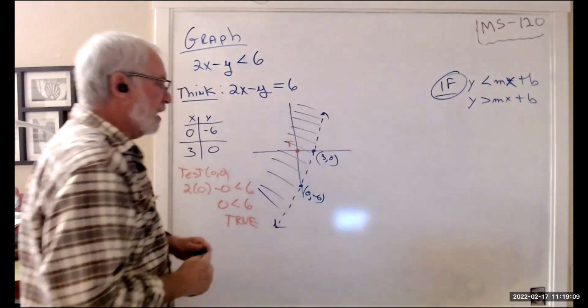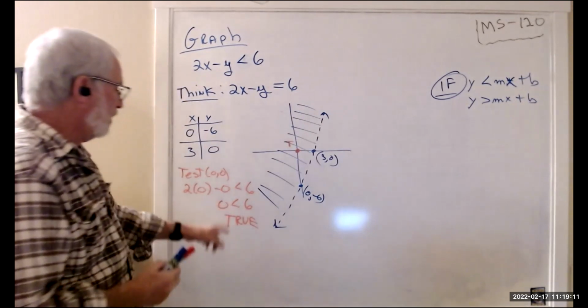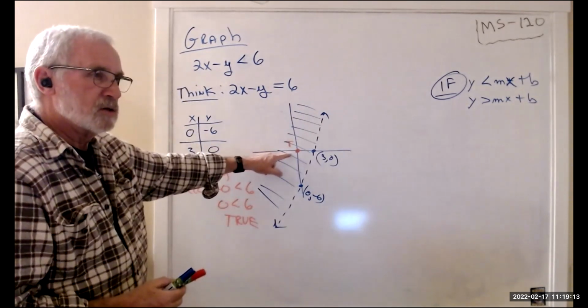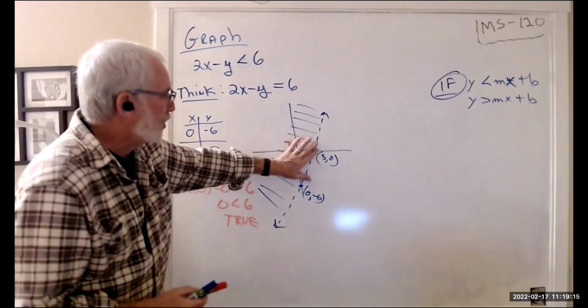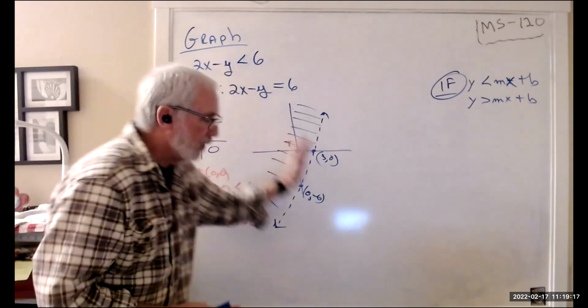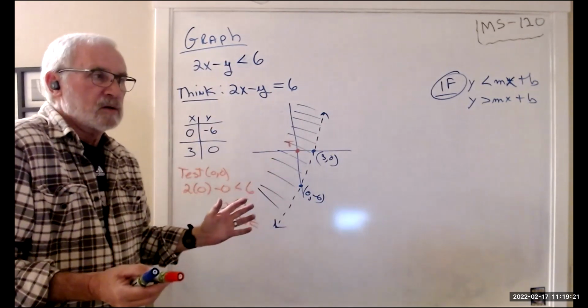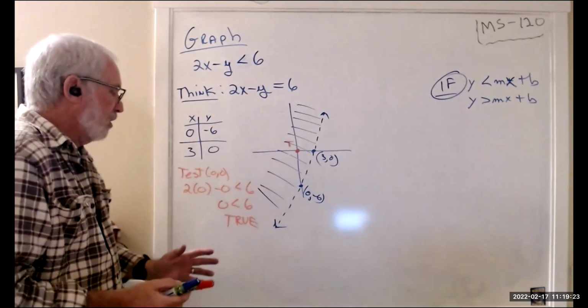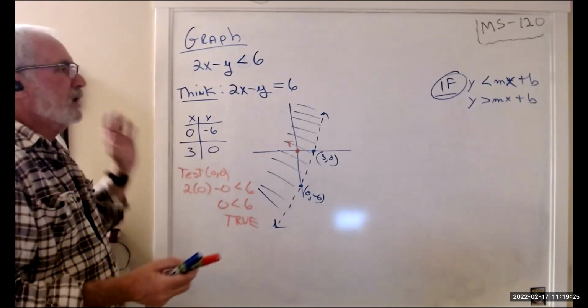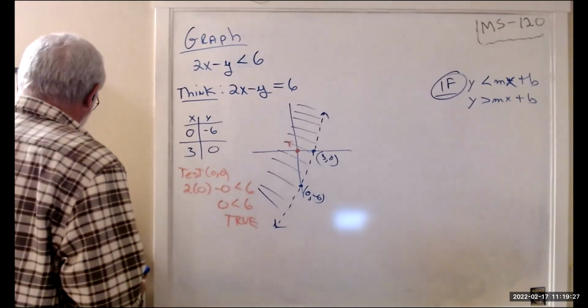If my test point had been false, then I know above is false, so I would shade below. You can't go wrong with the test point. You can't go wrong with it at all. So anyway, that's the answer.